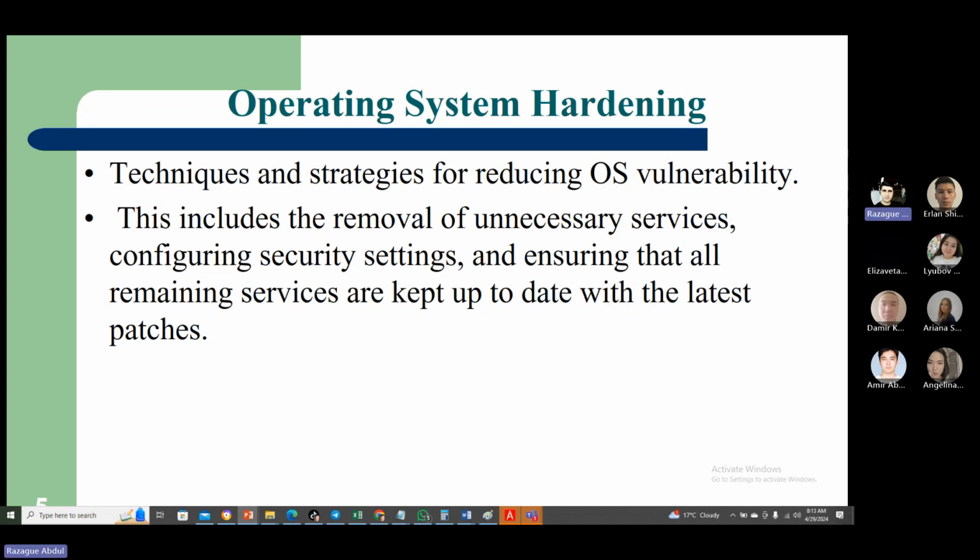Next is regular updates and patch management. Keeping the operating system and all installed software up to date is very important in operating system hardening. Software vendors frequently release patches for known vulnerabilities, and applying these updates promptly can protect systems from attacks that exploit these vulnerabilities.